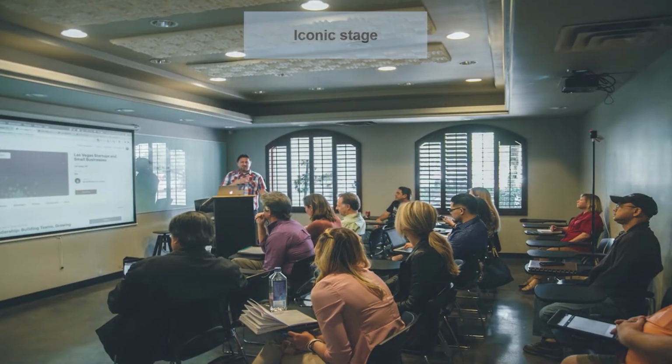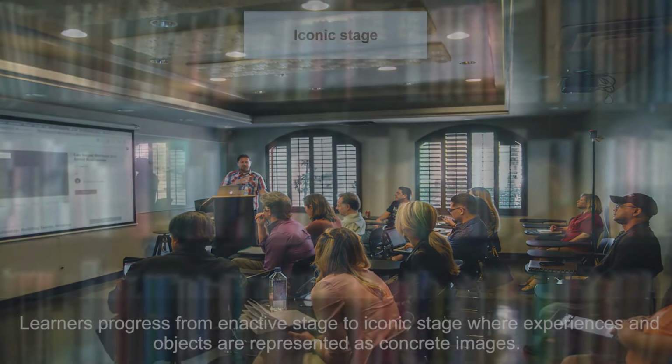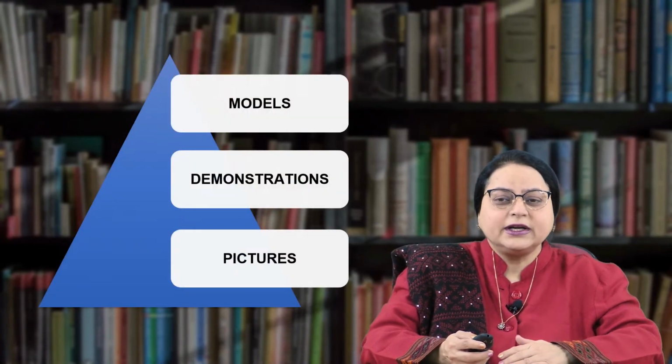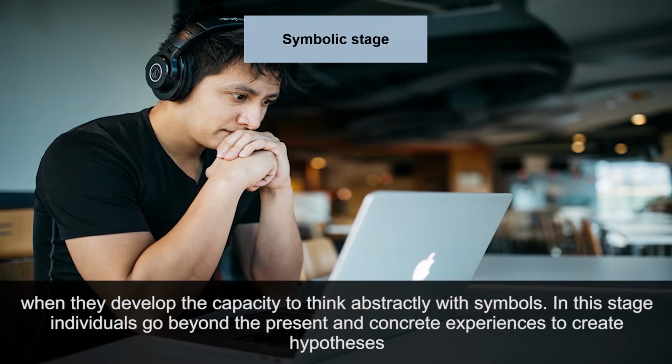Then the next stage is the iconic stage. Here the learners progress from the enactive stage to the iconic stage, where the experiences and objects are represented as concrete images. The learner no longer needs to manipulate objects in order to learn about them, but can learn through models, demonstrations, and pictures. The next stage, the final stage the learner goes through, is the symbolic stage, when they develop the capacity to think abstractly with symbols. In this stage, individuals go beyond the present and concrete experience to create hypotheses.